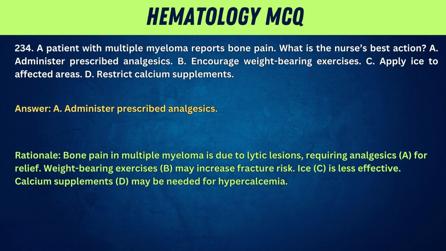234. A patient with multiple myeloma reports bone pain. What is the nurse's best action? A. Administer prescribed analgesics. B. Encourage weight-bearing exercises. C. Apply ice to affected areas. D. Restrict calcium supplements. Answer: A. Administer prescribed analgesics. Rationale: bone pain in multiple myeloma is due to lytic lesions, requiring analgesics, A, for relief. Weight-bearing exercises, B, may increase fracture risk. Ice, C, is less effective. Calcium supplements, D, may be needed for hypercalcemia.